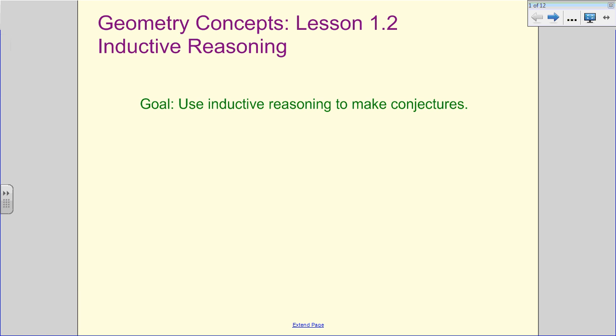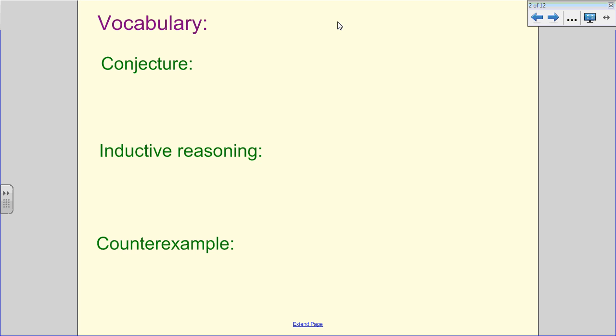So today we're going to take a look at our second lesson in Geometry Concepts, lesson 1.2, which is inductive reasoning. So our goal for this lesson is to use inductive reasoning to make conjectures. So the first thing we're going to do is take a look at some of the vocabulary. So the first thing we're going to take a look at is defining conjecture. So we're going to make these conjectures. We need to know what they are.